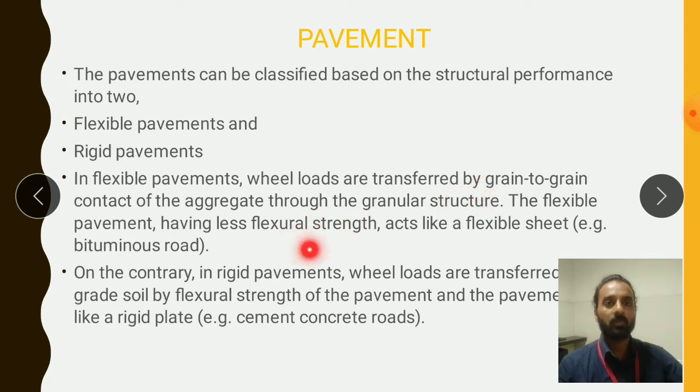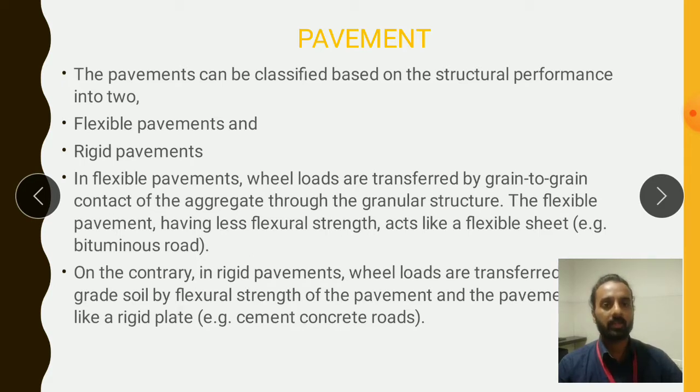So first of all, what is a pavement? Pavements can be classified based on structural performance into two: first is flexible pavements and second is rigid pavements. There is a very vast difference between them. In flexible pavements, wheel loads are transferred through grain to grain contact of the aggregates, which I will describe in the next figure, through the granular structure. The flexible pavement has less flexural strength and acts like a flexible sheet, hence it is called a flexible pavement.